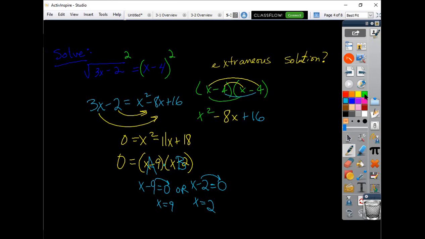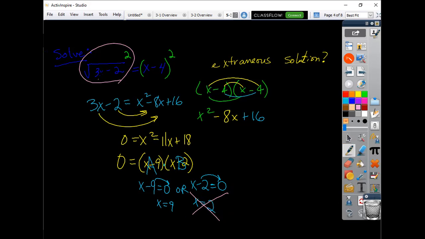Now, a lot of times on these square root problems, if you get two solutions, many times only one will work. So let's double check that. 3 times 2, I'm going to check the 2 first. 6 minus 2 would be 4. Square rooted is 2. And over here, 2 minus 4 is negative 2. So that would not seem to work out.